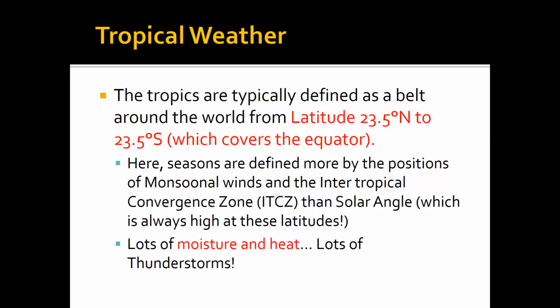In this region of the world, seasons are a lot more defined not so much by what time of the year, but by what time you are getting rainfall. And the reason why is because in the tropical regions, the sun is always high in the sky. So you always have intense amounts of solar radiation coming in, regardless of the time of year. So there's lots of moisture and heat. And as a result, there are lots of thunderstorms.